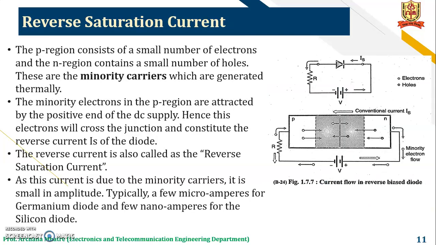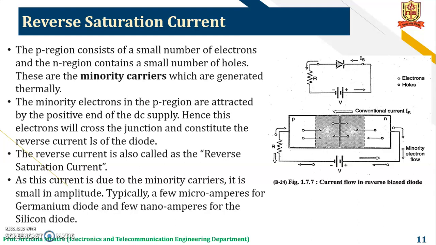Now, reverse saturation current. The P region consists of a small number of electrons and the N region consists of a small number of holes. These are the minority carriers which are generated thermally. The minority electrons in the P region are attracted by the positive end of the DC supply. Hence, these electrons will cross the junction and constitute the reverse current Is of the diode. The reverse current is also called the reverse saturation current.